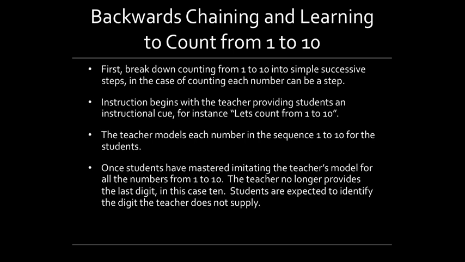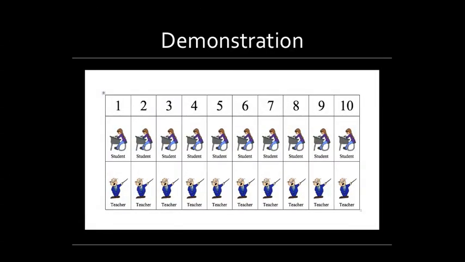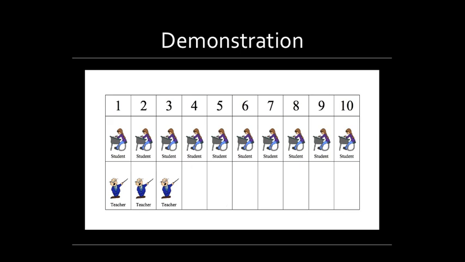Once students have mastered imitating the teacher's model for all the numbers from 1 to 10, the teacher no longer provides the last digit, in this case 10. Students are expected to identify the digit the teacher does not supply. The teacher does this for all subsequent numbers. What this can look like. In this video, you'll see that the teacher begins to slowly remove themselves from the counting process, leaving only the students and their mastery of each number.